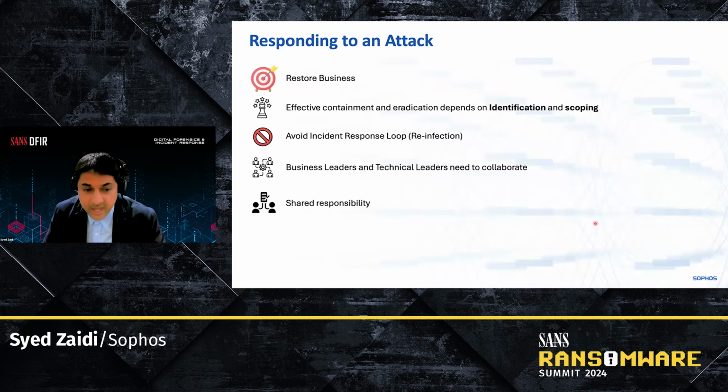Business leaders and technical leaders need to collaborate here, because there are some actions which need business leaders' involvement. For example, network isolation, involving cyber insurance, getting the incident response team engaged. All these things require both teams to collaborate. Shared responsibility is what we all know about. If you don't work with different teams and share the responsibility, the response will not be as effective as you may believe.